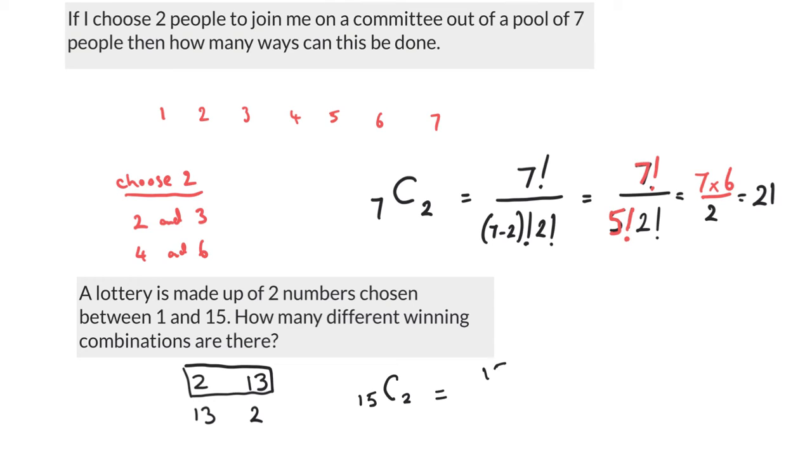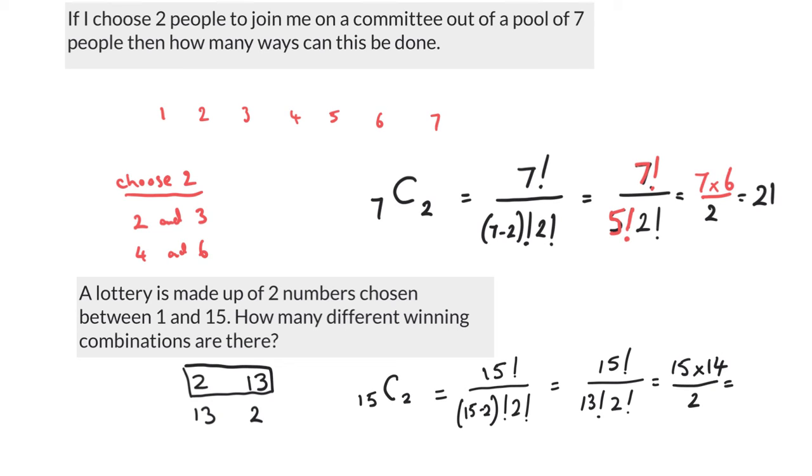So it's going to be 15 factorial over 15 minus 2 factorial times 2 factorial. So 15 factorial over 13 factorial is 15 times 14. And then if I divide by 2, 15 times 7, because 14 divided by 2 is 7, is 105. That is your answer. There's 105 different winning combinations.